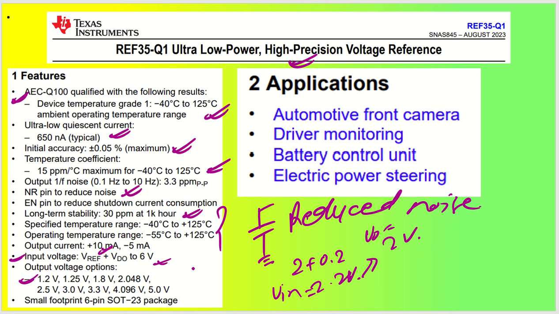As I already mentioned, these are the ICs which are used in basically ADCs or DACs as a voltage reference requirement, right? So it can be utilized in your automotive front cameras. It can be utilized in driver monitoring systems. It has application in battery control units as well as electric power steering or something like that. So basically all the automotive applications you can utilize this particular IC as a reference voltage.